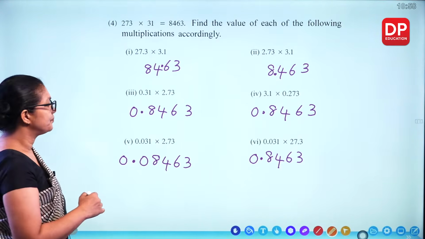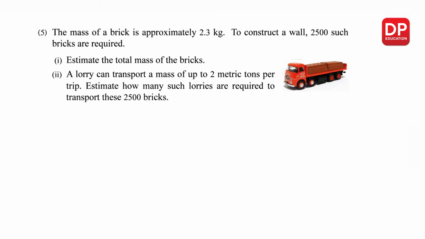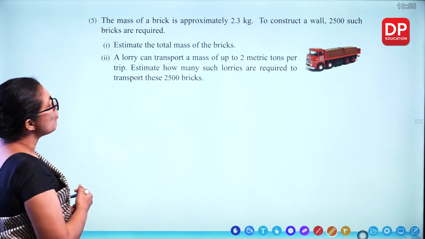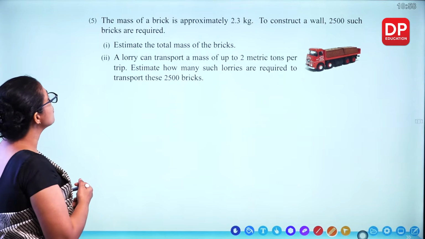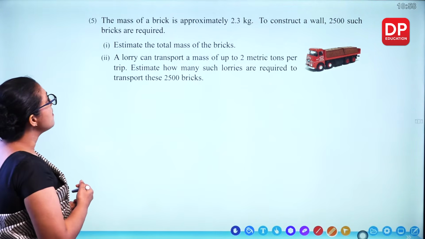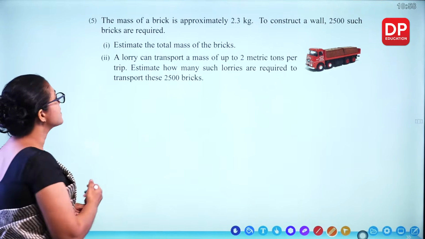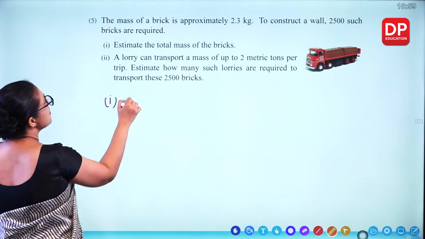0.8463. Question number 5. The mass of a brick is approximately 2.3 kilos. To construct a wall, 2,500 such bricks are required. Estimate the total mass of bricks. So, what's the total mass?